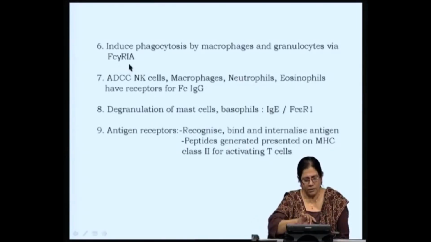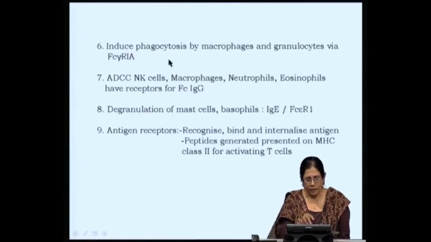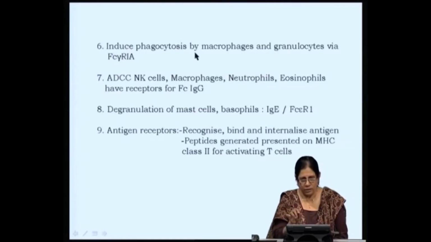The Fc receptors Fc gamma R1a, which are present on phagocytes or macrophages, now can bind to antibodies which have in turn bound to pathogens. Now, once such a complex is bound to the Fc gamma R1a, this activates the macrophages to internalize the pathogen. Therefore, antibodies here, by binding to Fc gamma R1a, induce phagocytosis by macrophages and granulocytes.